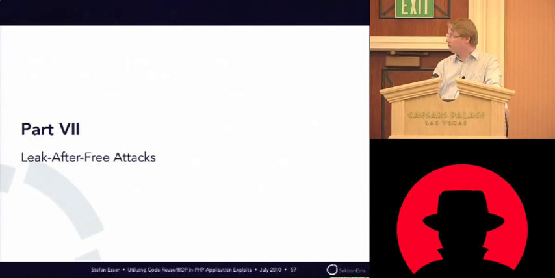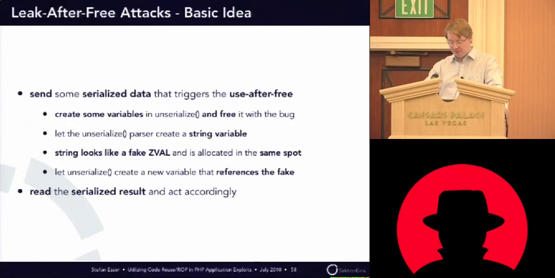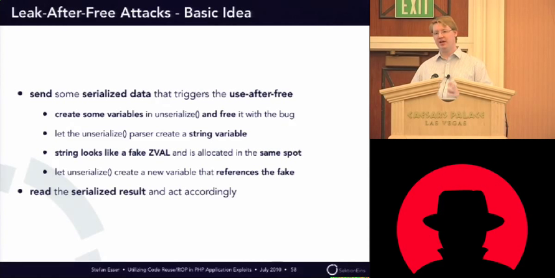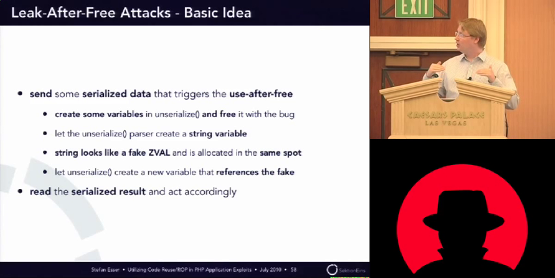So we will do leak after free attacks. The basic idea of leak after free attacks is that you give the application some serialized data, it will unserialize it, and the unserialization will trigger the exploit, the bug somehow. And what you want to do is create some variables in unserialize and then free them. So there are a lot of pointers in the var table that point to non-existing variables, and all these variables are put into the memory cache, the free memory cache.